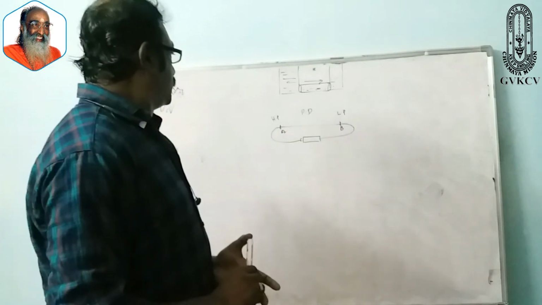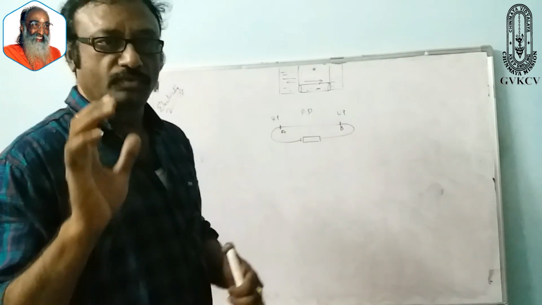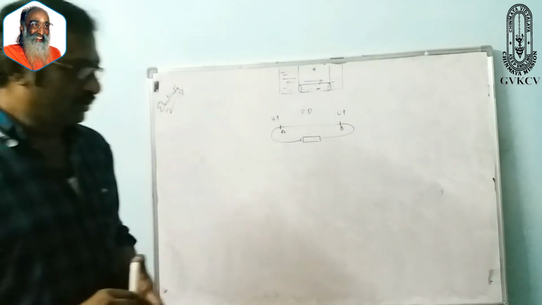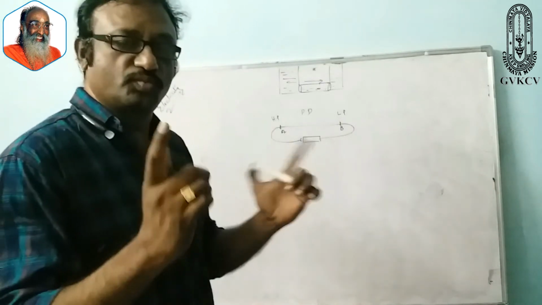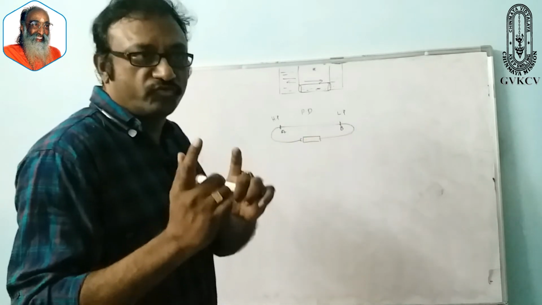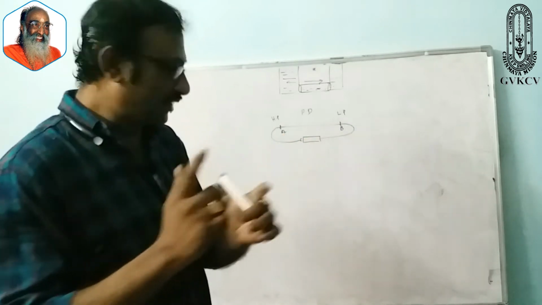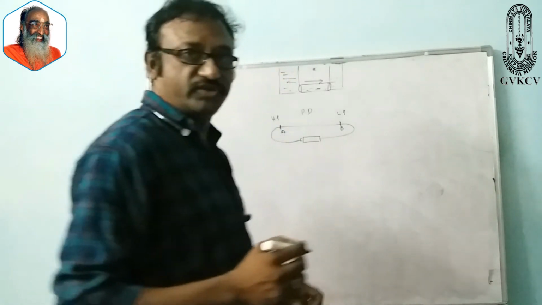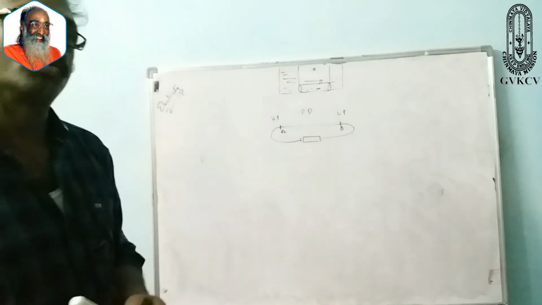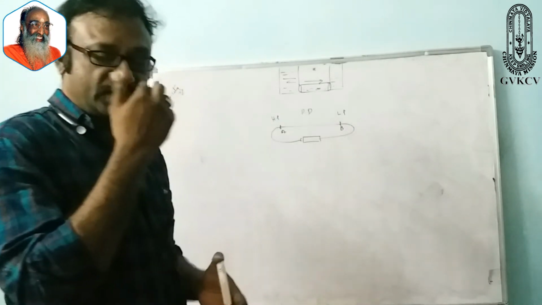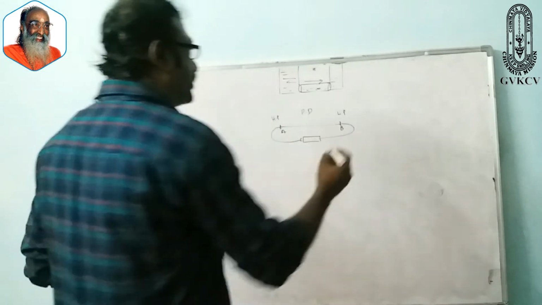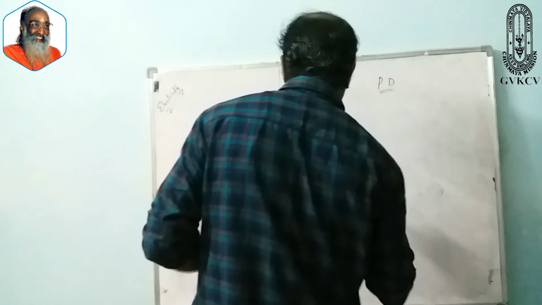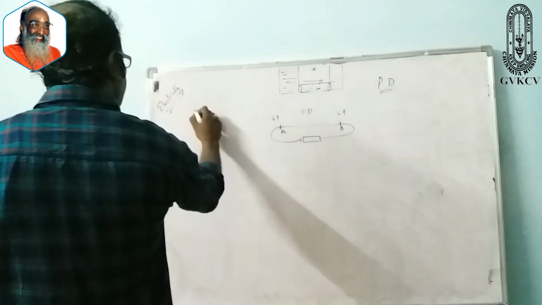So now we understood the importance of the potential difference. Because of the potential difference between the two points, the charges are able to flow from one end to the other. After understanding this, it is necessary for us to define the potential difference. To define it, first let us define what the potential at a point is.